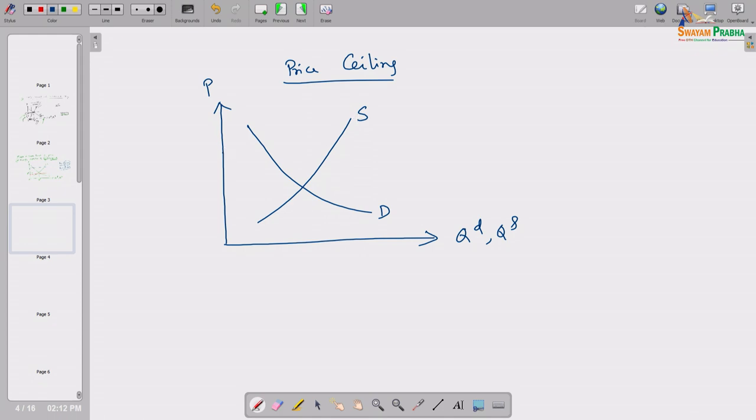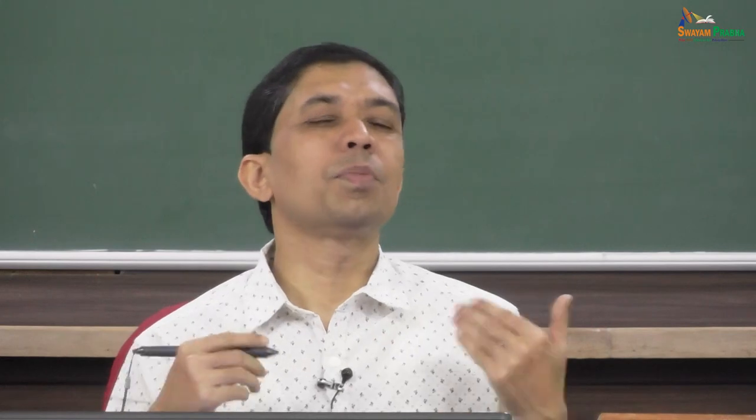Suppose the government is telling that this is the price ceiling, OPC, C for ceiling. OPC is the price ceiling the government is imposing within this market, meaning the government is telling that nobody within this society, within this market, is allowed to set a price above this OPC level per unit of the output or per unit quantity transacted of that commodity for which we are discussing this market here.